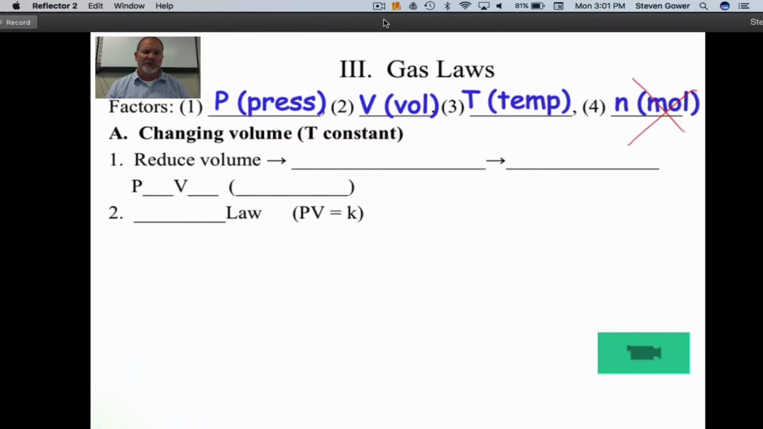We're going to get to that with the ideal gas law. So as we go through these ones, we're going to focus on two of the three. We're going to keep one of them constant. So our first situation, we're going to keep temperature constant, so we're going to look at pressure and volume.